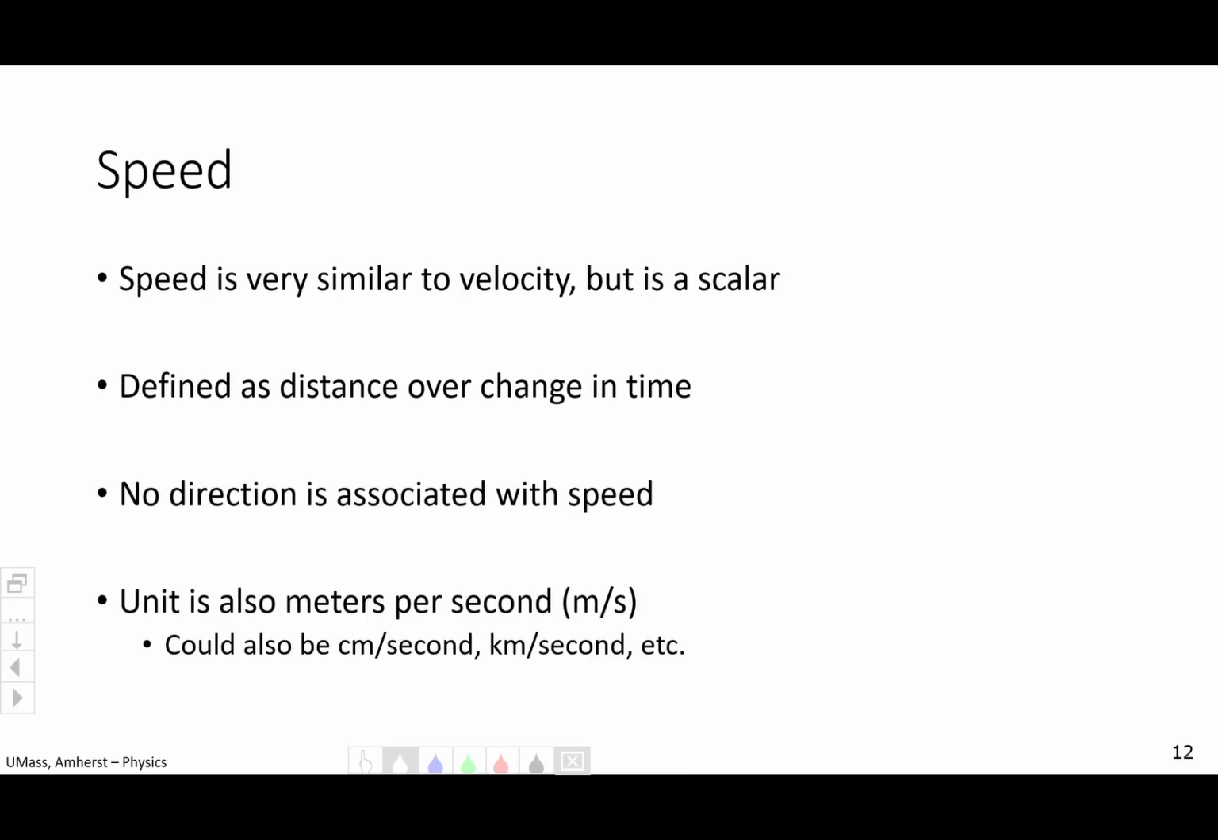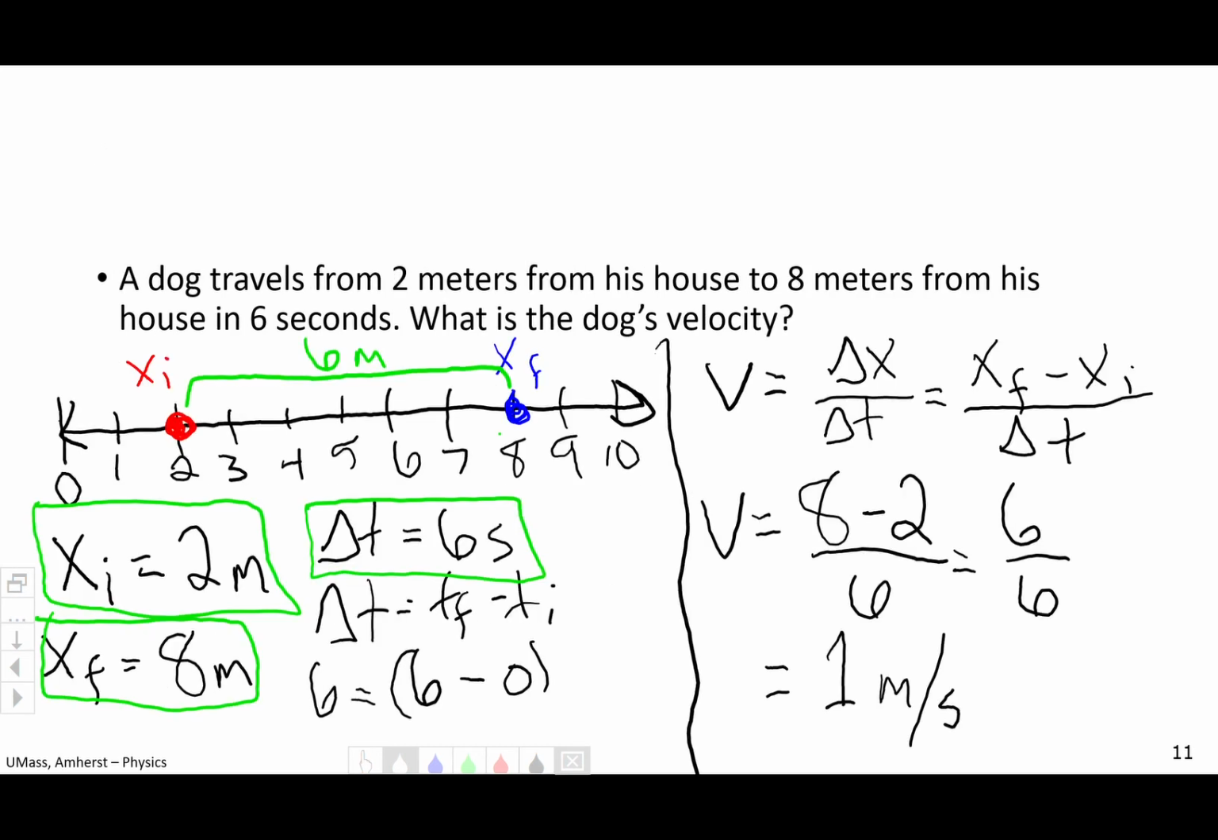So speed is going to be very, very similar to velocity, but it is a scalar quantity. It's defined as distance over change in time. There is no direction. So if we go back here, technically we do have a direction associated with our velocity here. It is positive. So we would know that if it was negative, let's say if we went from 8 to 2, but we didn't. We went from 2 to 8.